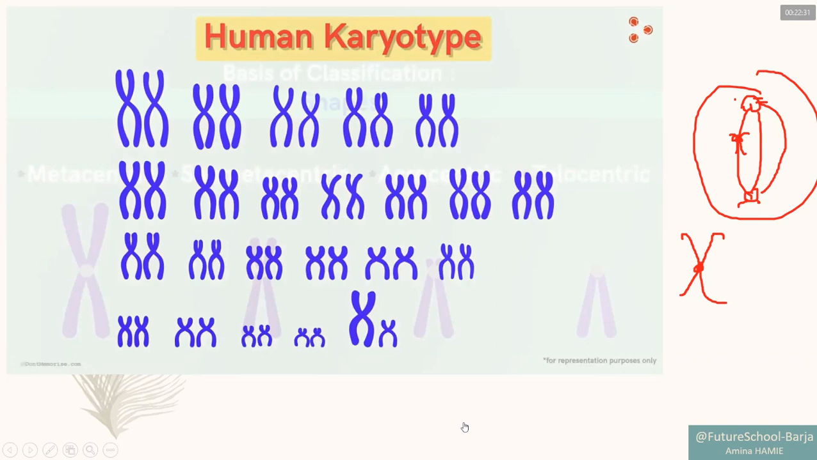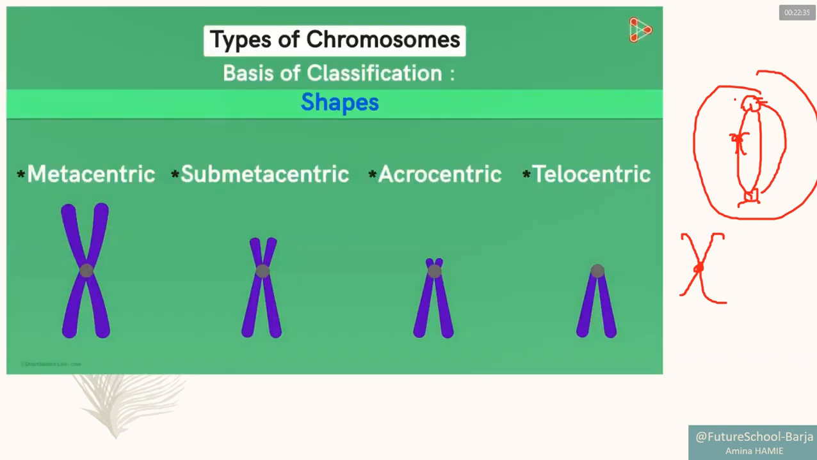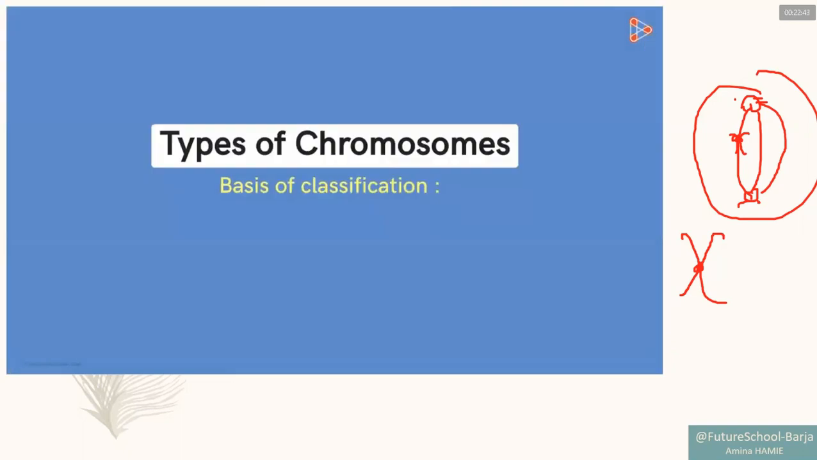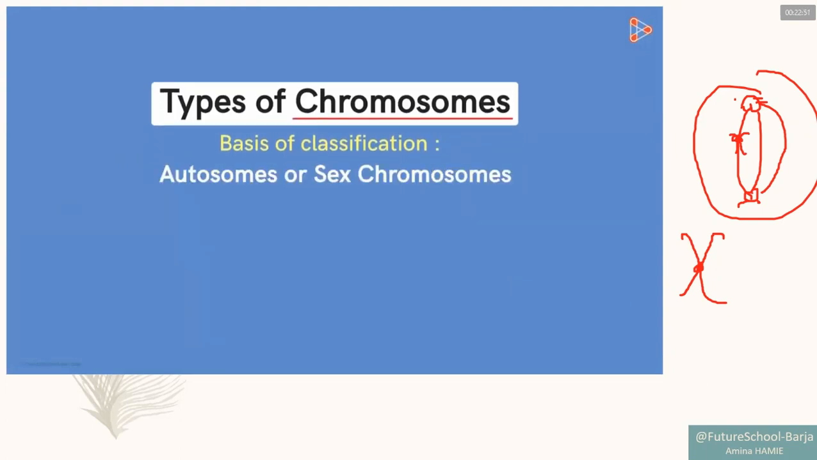representing all the chromosomes found in a cell. This is how chromosomes are classified on the basis of their structures or shapes, to be precise. Now let's have a look at the other type of classification. This is a much simpler type of classification. Here, the chromosomes are classified whether they are autosomes or sex chromosomes.